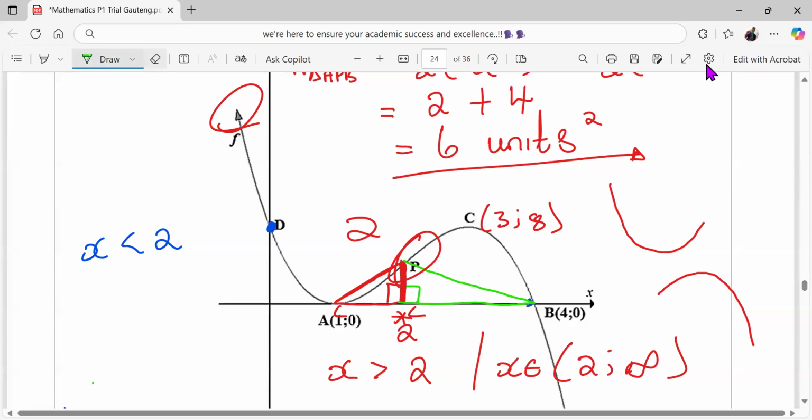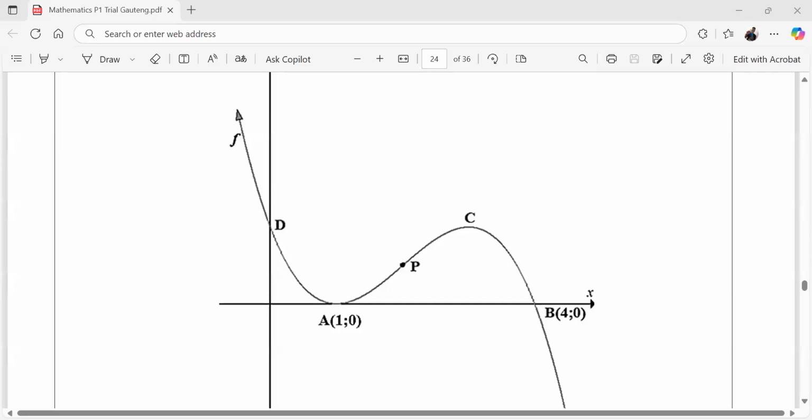For instance, I'm sorry guys, I can't erase. I think maybe I should close the document and open it again. It's working now.